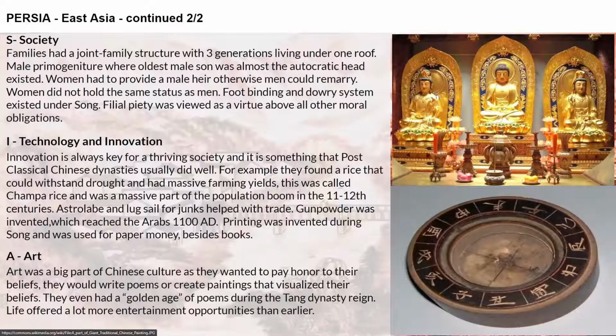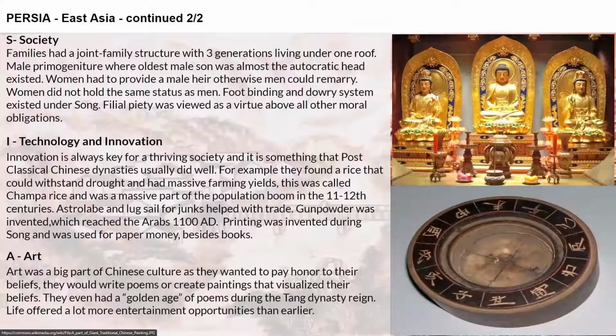So S for societies. Families had a joint family structure with 3 generations living under one roof, this being like the modern-day nuclear family. Women had to provide a male heir, otherwise men could remarry. Women did not hold the same status as men, which would unfortunately become a constant tradition for many centuries to come. Foot binding and the dowry system existed under the Sung. Filial piety, I probably didn't pronounce that right either, was viewed as a virtue above all other moral obligations.